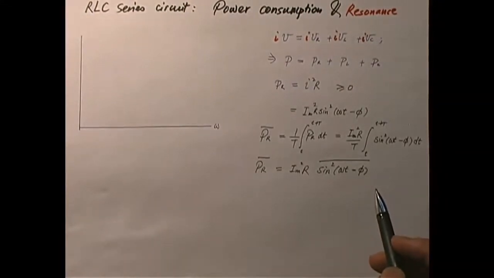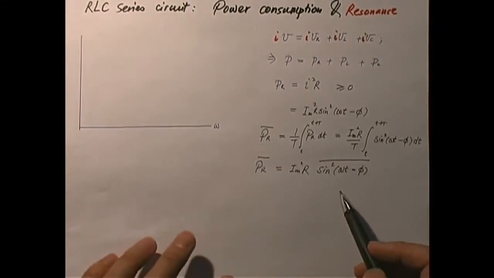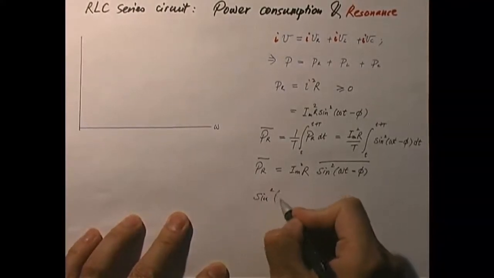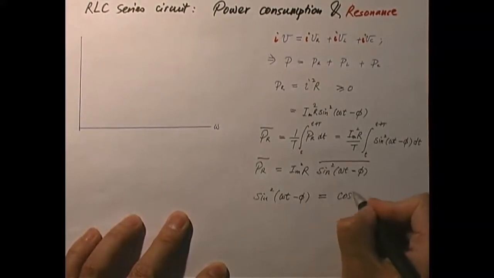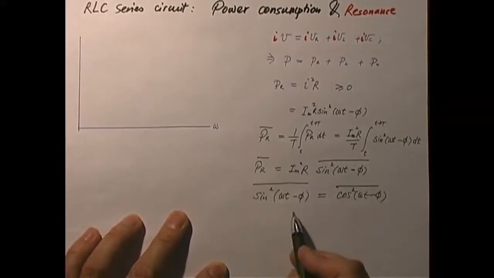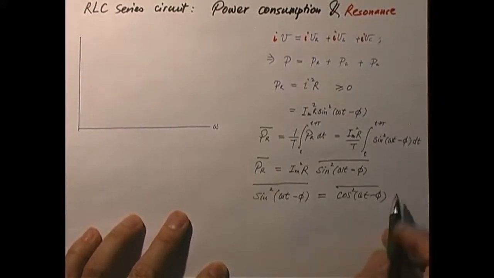Over that whole period, I can average the sine squared function. I can also average the cosine squared function. Now, even though sine squared and cosine squared generally are not equal to each other, you agree that when you average each term over a whole period, you should get the same value, right? So sine squared of omega t minus phi should equal cosine squared of omega t minus phi if you take the time average, because the difference between sine and cosine is just a time shift. It's not going to affect the time average.